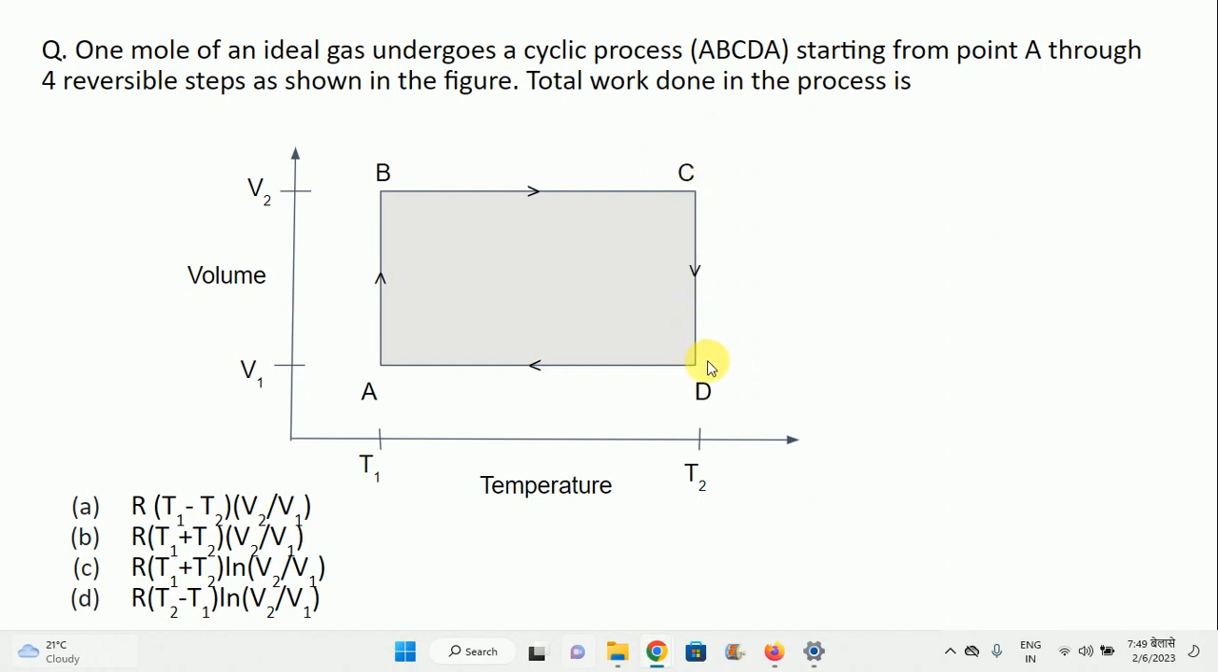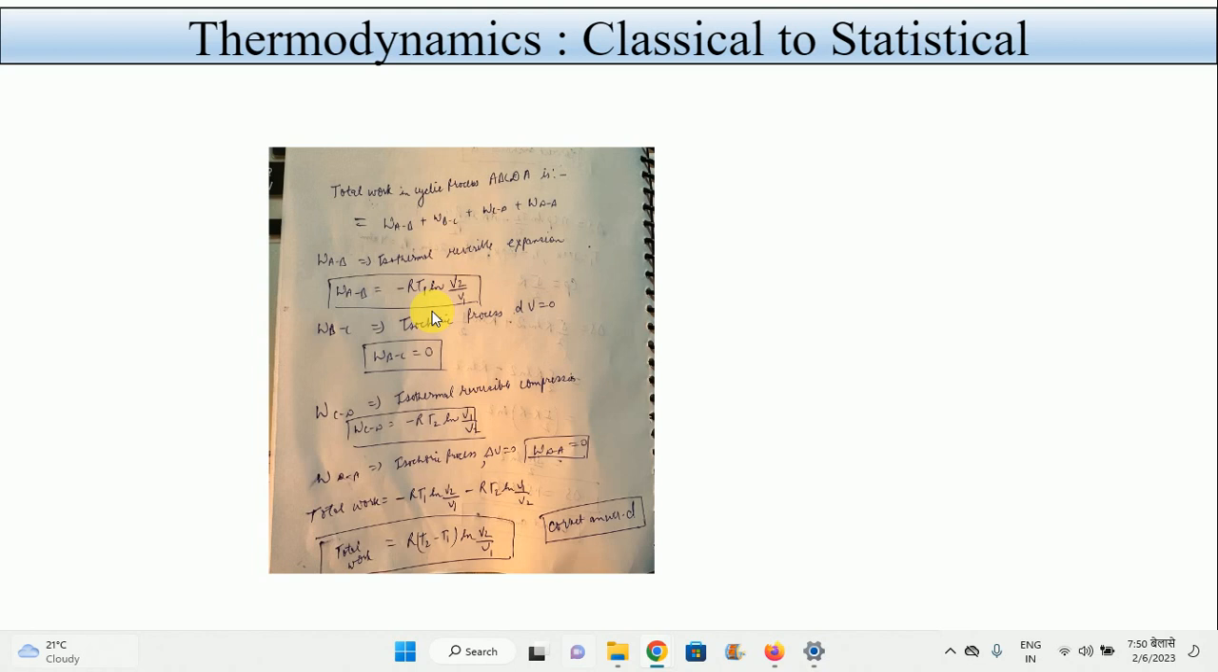From C to D, again it is a compression. A to B was the expansion, and from C to D it is a compression. From C to D, volume is reducing from V2 to V1. So the formula is again the same that we used from A to B, minus nRT ln V2 by V1. But now, for this process, initial volume is V2 and final volume is V1. So we will add these.